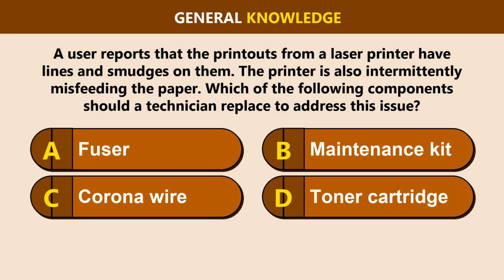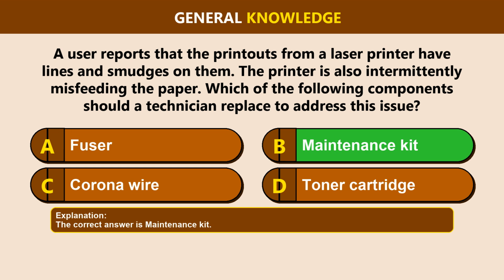Question 61. A user reports that the printouts from a laser printer have lines and smudges on them. The printer is also intermittently misfeeding the paper. Which of the following components should a technician replace to address this issue? Option A, fuser. Option B, maintenance kit. Option C, corona wire. Option D, toner cartridge. The correct answer is option B, maintenance kit.